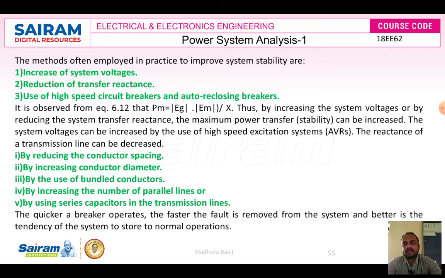So, these methods: first one is increase of system voltage, then reduction of transfer reactance, and use of high speed circuit breakers and auto reclosing breakers. It is observed from the equations that by increasing the system voltages or by reducing the system transfer reactance, the maximum power transfer can be increased.